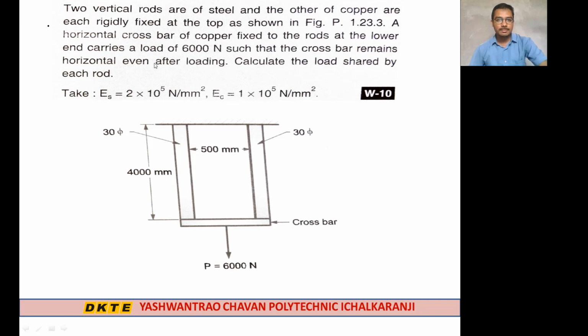Here what is given? Two rods, copper and steel, each having diameter 30 millimeter. Distance between them is 500 millimeter. Length of the rod is equal to 4000 millimeter, and applied load P is equal to 6000 Newton. And there is one condition: even after the 6000 Newton load is applied, the crossbar remains horizontal.